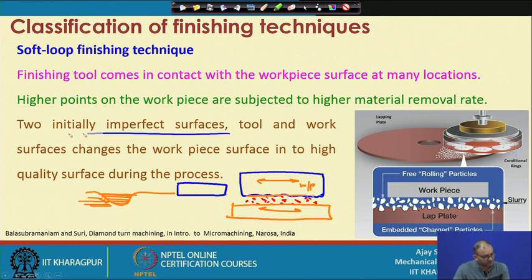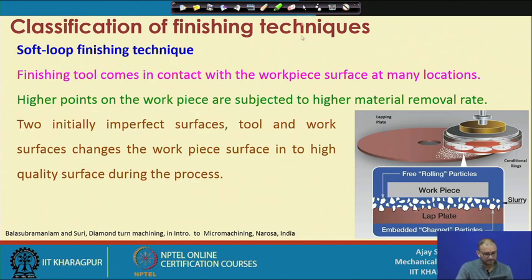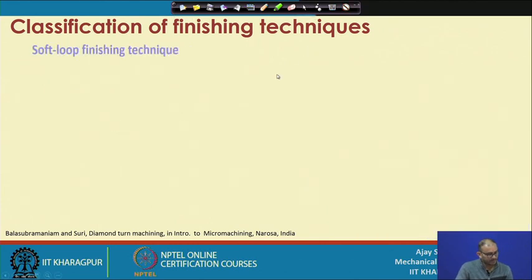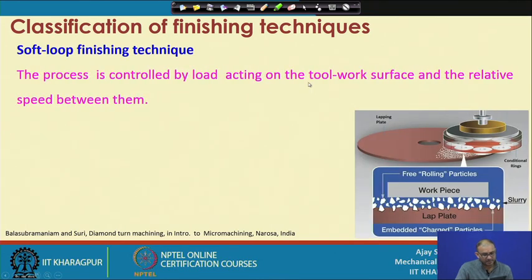So, initially two surfaces are imperfect, then when time passes, those two things become a highly polished surface, and you can get the required surface finish on the workpiece surface. So, that is called the soft loop finishing, right. The process is controlled by the load acting on the tool workpiece surface and the relative speed between these two.